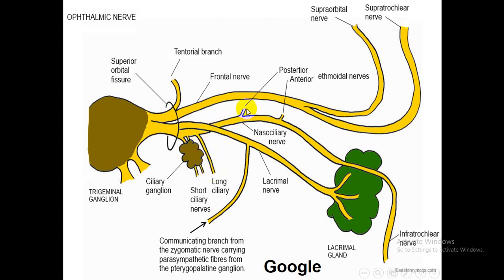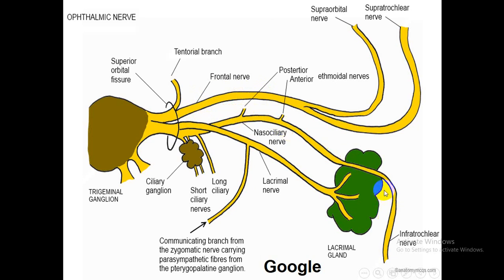Number 3, posterior ethmoidal nerve passes through the posterior ethmoidal foramen. طبعا طالما posterior ethmoidal يعني قريب على posterior مال الاثمويد, لأن خلف الاثمويد راح يجي لي sphenoid. فإذا this nerve supplies the mucous membrane of the ethmoid and sphenoid sinus. Number 4, infratrochlear nerve.